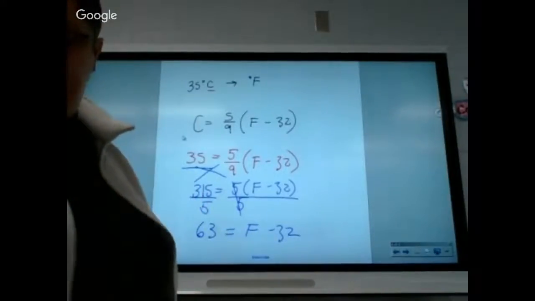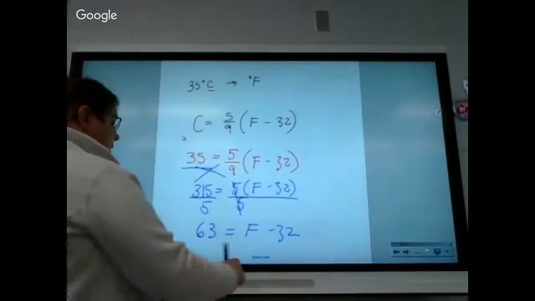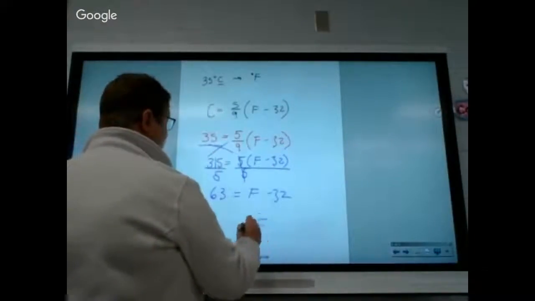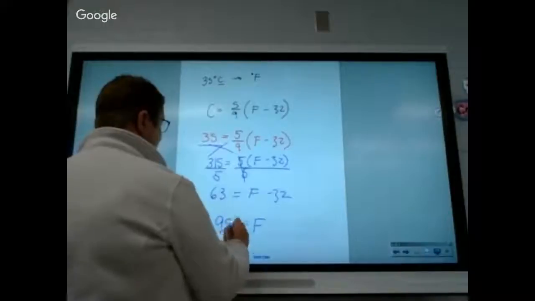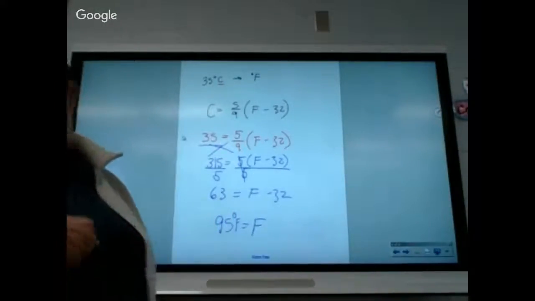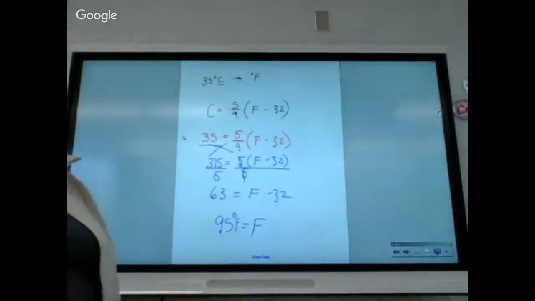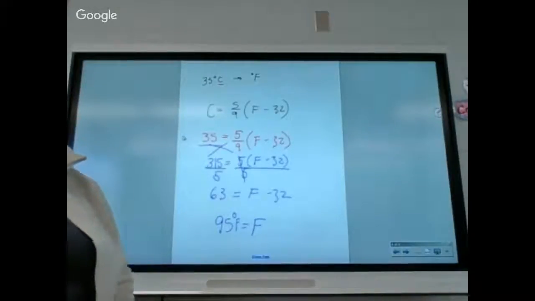I'm going to add 32. F is going to be 95 degrees outside. So 95 degrees Fahrenheit, that's going to be a tad warm in that heavy coat. So 95 degrees would be a tank top and shorts. Questions about how we use the formula?